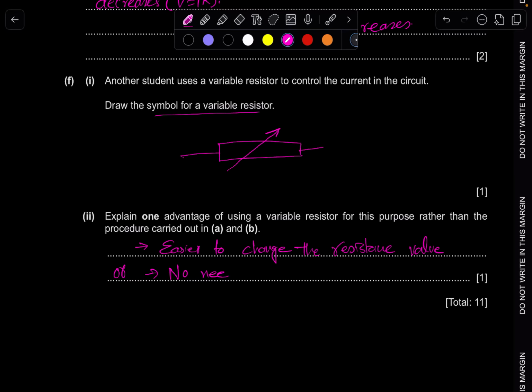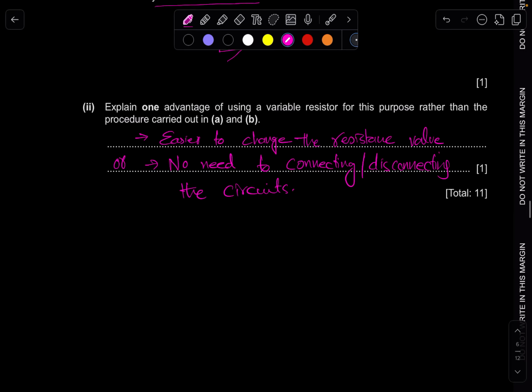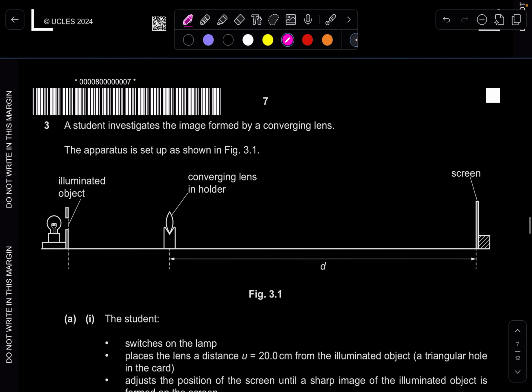No need of connecting and disconnecting the circuit. Okay, if you use the variable resistor, there are many benefits of it. It's very easy to use, and there is no need to connect or disconnect anything from it. So we are done with the second question.